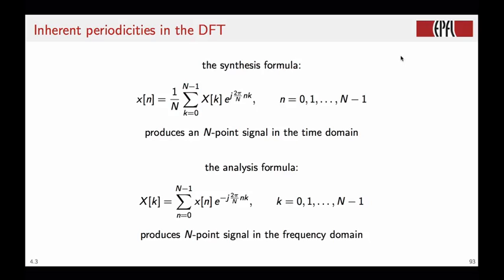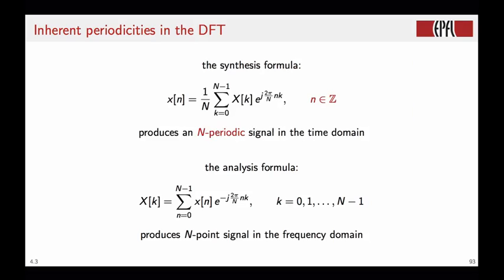Let's start from the synthesis formula. In theory, the output index small n should go from 0 to big N minus 1. But you can see that it only appears here inside this complex exponential. Now this guy is 2 pi periodic, so if you push n over big N minus 1, this will simply cycle over once again as if n was looping over the 0 to N minus 1 range. So in the end, you can actually safely take n to be from the set of integers, and the output will be an N-periodic signal in the time domain.